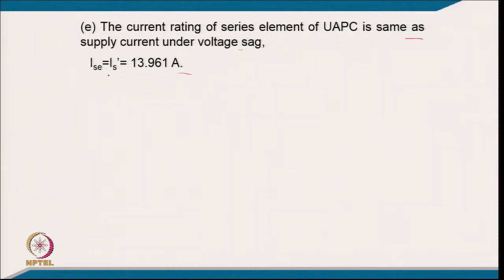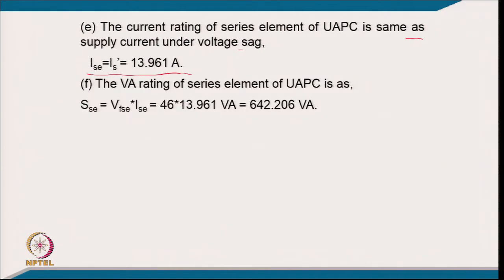We calculated already the supply current under voltage sag, that is 13.961 ampere. So, the VA rating of the series element is the voltage across the series element, that is 46 volt, times the current through it, and it comes 642.206 VA.